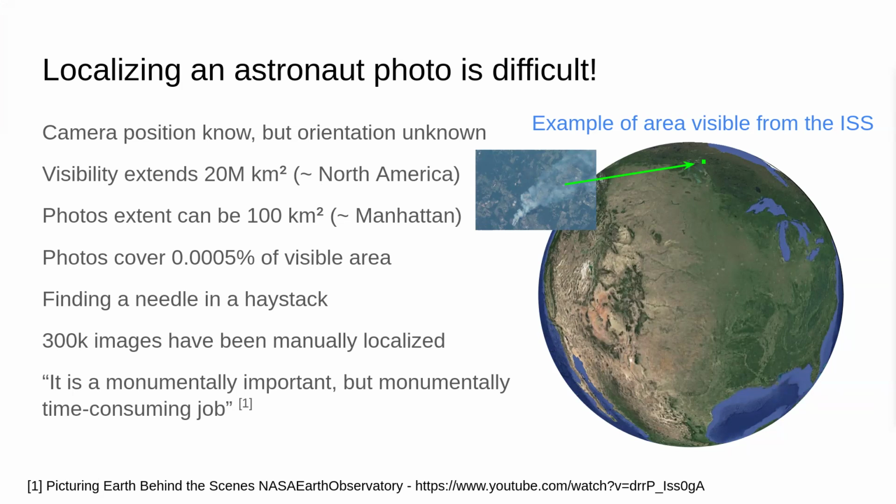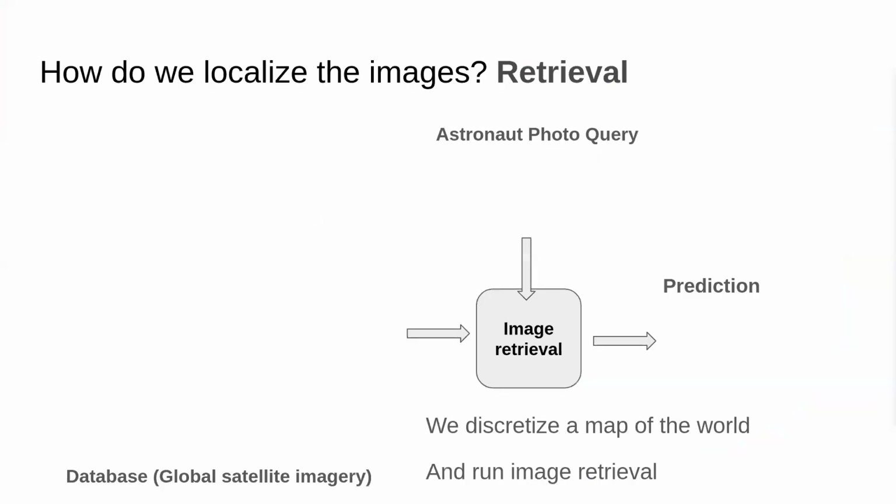it can take hours. Despite being so difficult, these images are so important that already 300,000 of them have been manually localized. In the words of NASA Earth Observatory, this is a monumentally important but monumentally time-consuming job.